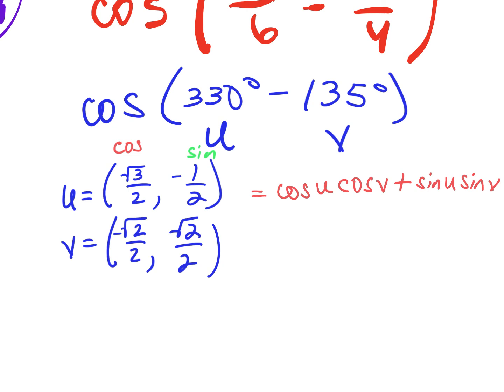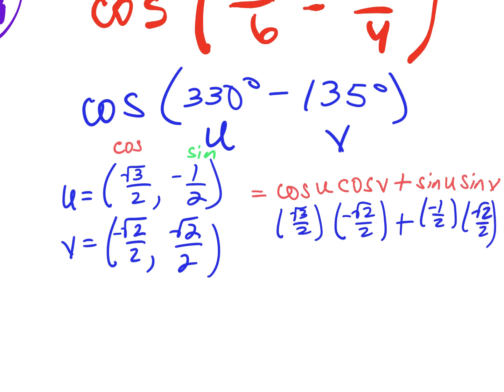Now let's just fill in. Cosine is the x value. So what is the cosine of u? Root 3 over 2. What is the cosine of v? Negative root 2 over 2, correct? Plus sine of u, negative 1/2, sine of v, root 2 over 2. Agreed?